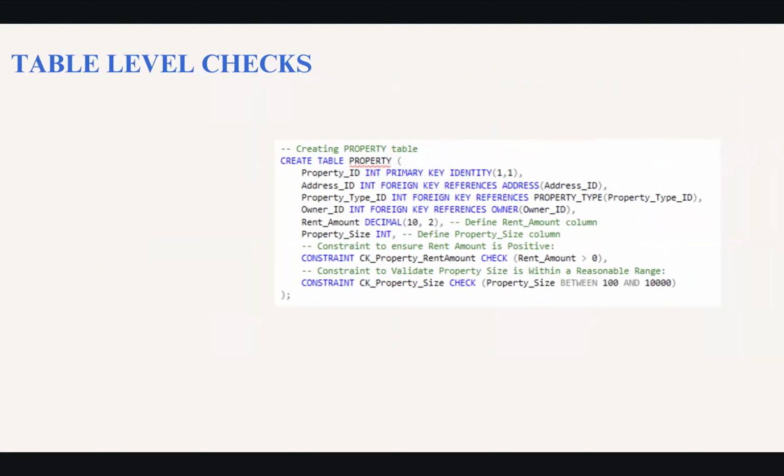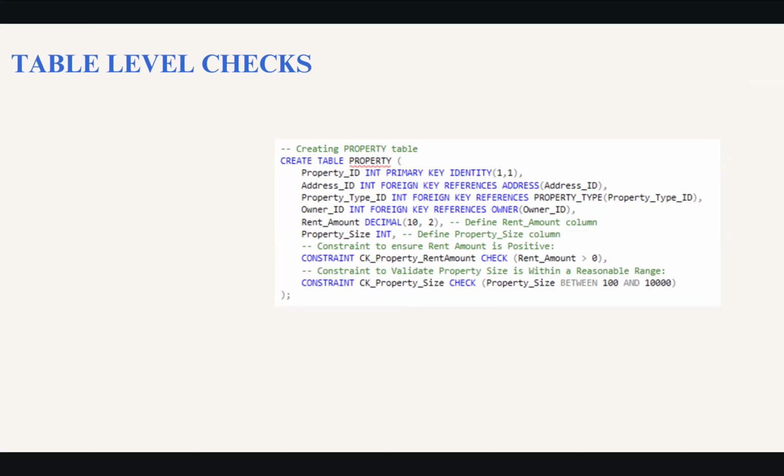So I'll be going over the table level checks. The script here is designed to manage property data with robust integrity constraints. The property ID is an auto-incrementing integer column defined by the identity property, ensuring each property has a unique identifier. This table also establishes relationships between three foreign keys: address ID, property type ID, and owner ID, enforcing referential integrity.